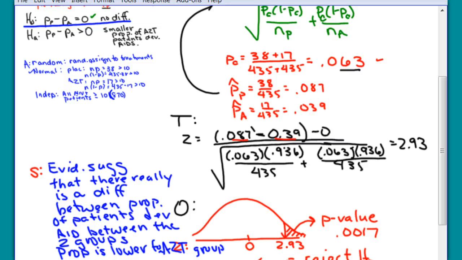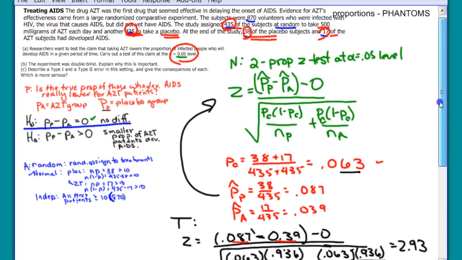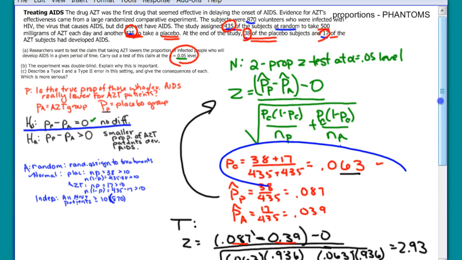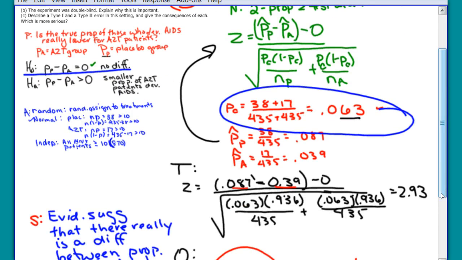Okay, so walking through all of these steps, the biggest issue that people will likely have here is forgetting to pool their data. We could have certainly done this on a calculator. The part that we would have done on a calculator would have been what I have in red and black over here. The calculator automatically pools that for you.